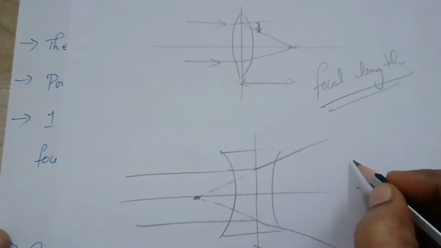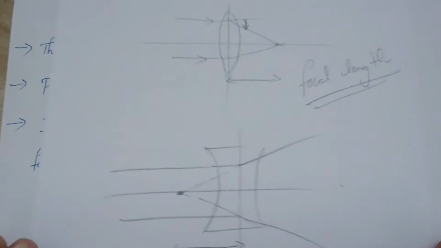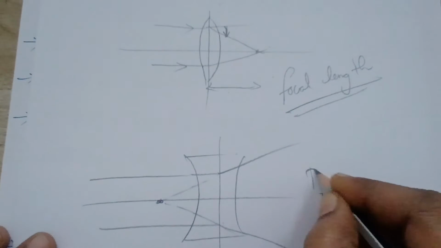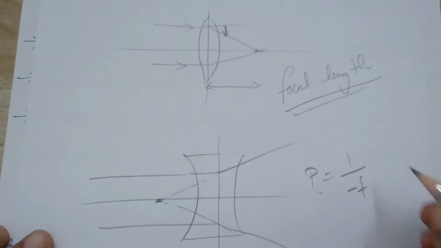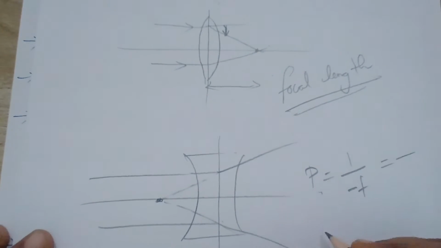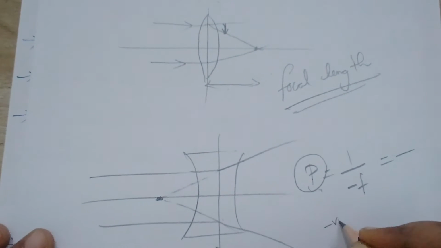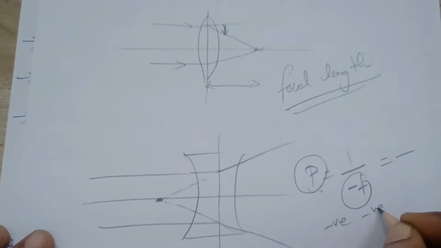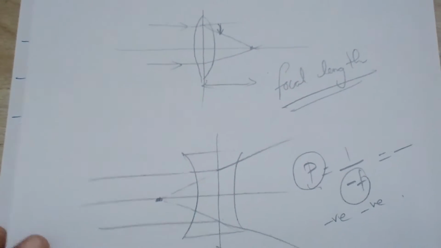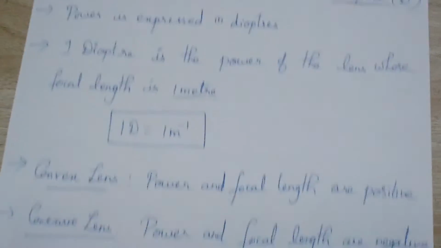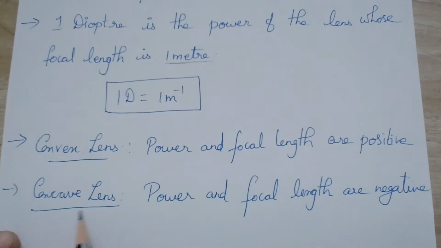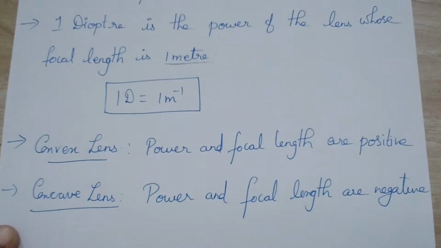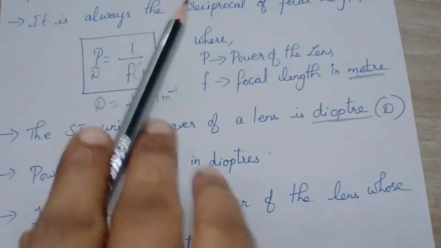Okay, so if you calculate in the same way, you will calculate the power for both concave and convex. P equals 1 by minus F, you will be substituting, right? So you will get the answer in minus. So P is also negative and F is also negative in case of a concave lens. Clear? So for the convex lens, the power and the focal length are positive. In case of a concave lens, power and the focal length are negative. Clear?